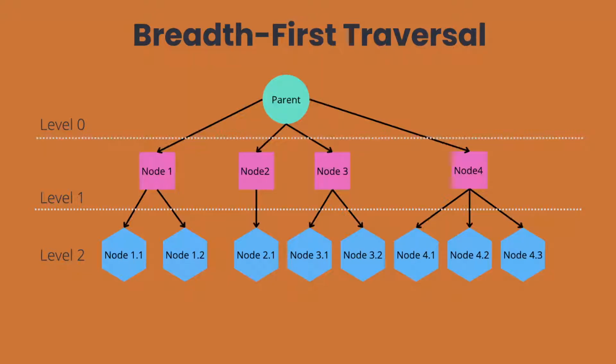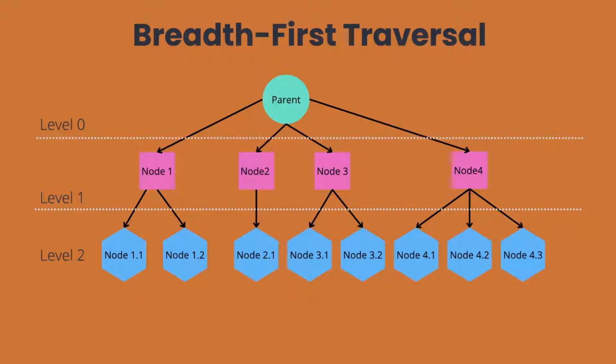So we will find all those links instead of just finding the node 1 or the first link and just go down that route. That will be depth first. So we will find all the links for the level 1 first, and then we'll go to the level 2, and on that one we do the same thing.